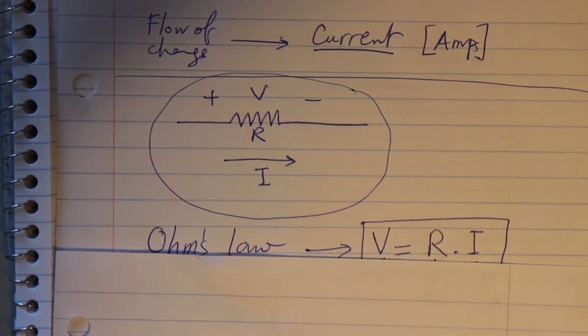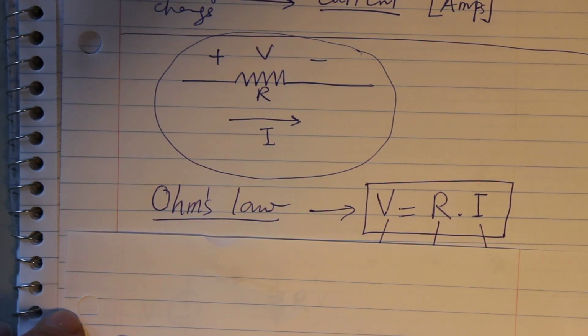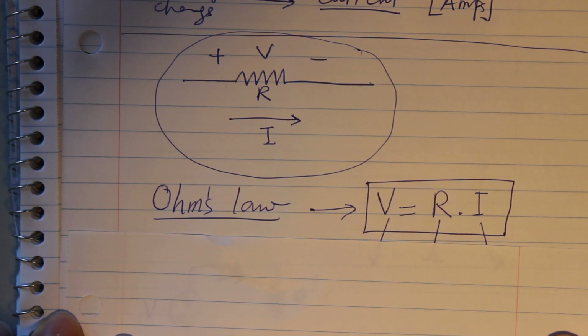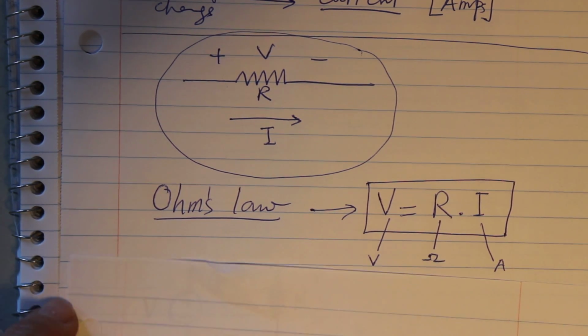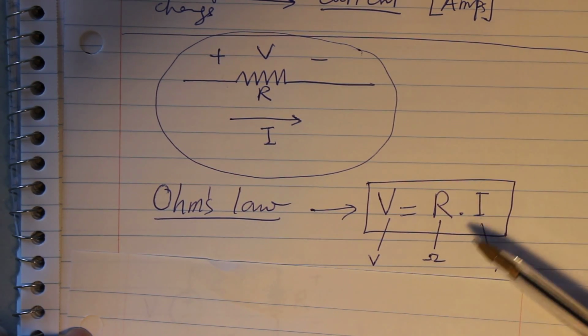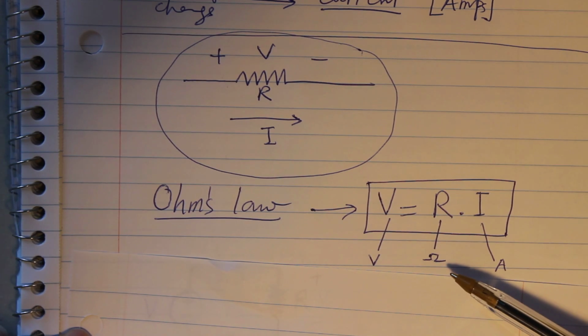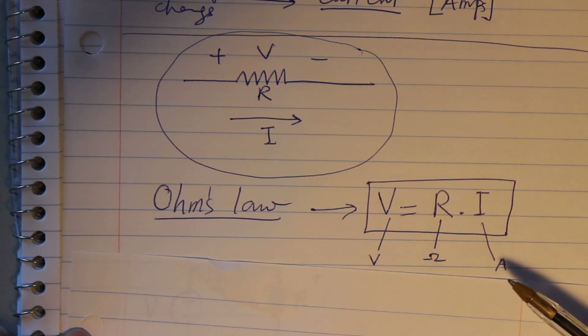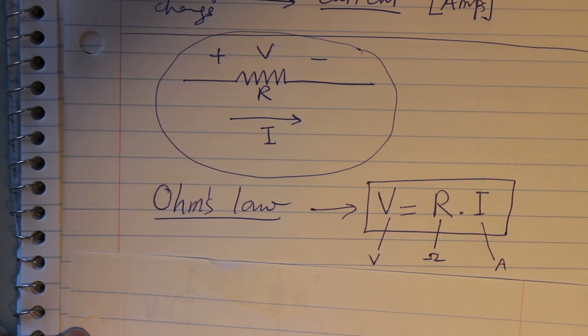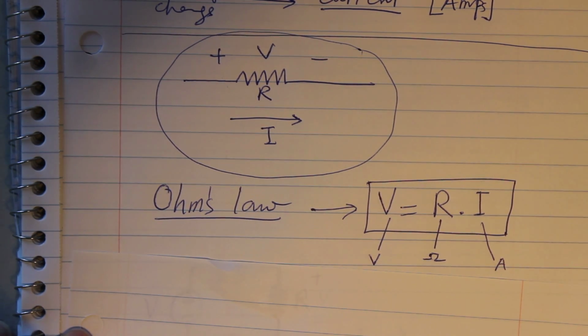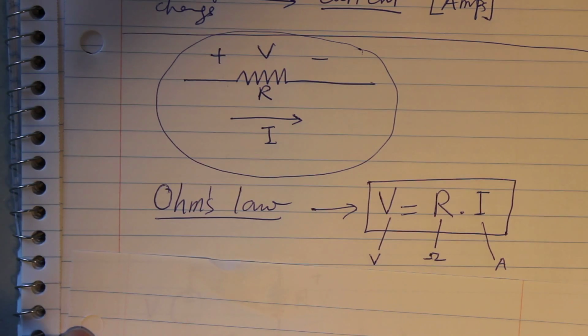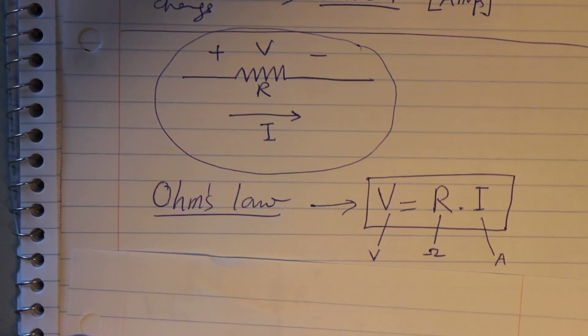There is a relationship between the voltage and the resistance and the current, and that relationship is called Ohm's law. Ohm's law simply says that the voltage is equal to the resistance multiplied by the current. Where the voltage is in volts, the resistance is in ohms. This is the symbol, and the current is in amps or amperes. Sometimes you would see the resistance in kilo ohms and the current in milliamps, which still gives you volts.